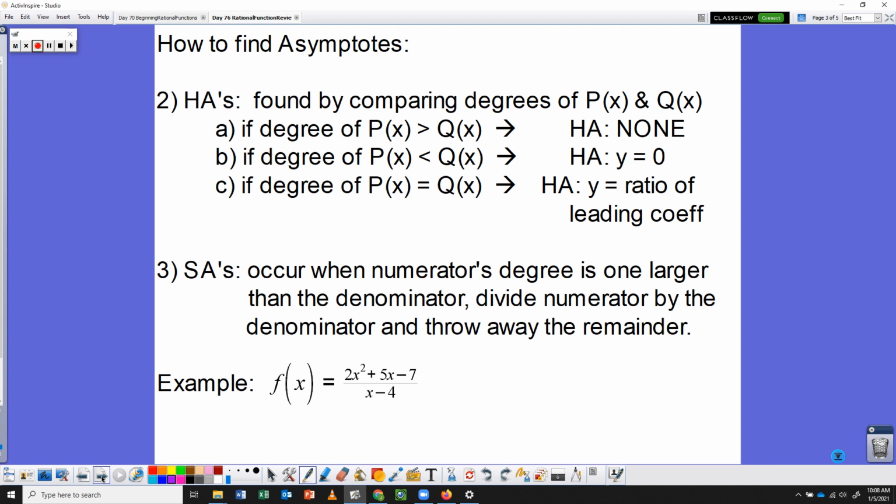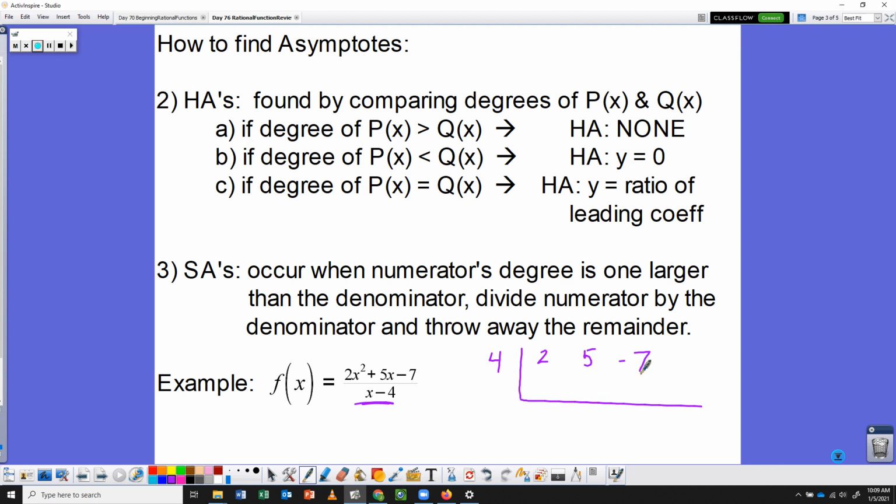What type of division you do is based on what kind of divisor you have. So in this problem, since I have a linear divisor, x minus 4, I would get to use synthetic division. And I would take advantage of that anytime I can, because we know synthetic division is a lot faster and easier. So my coefficients in the numerator are 2, 5, and -7.